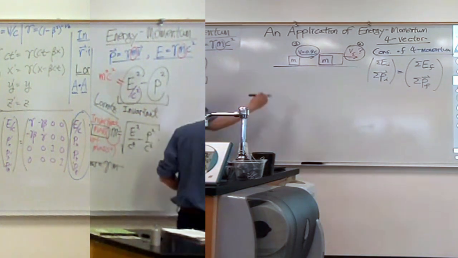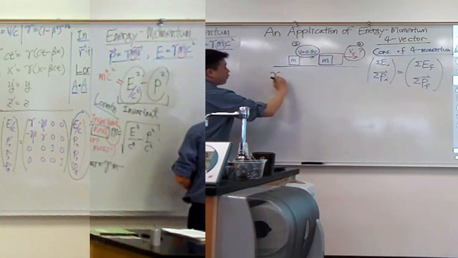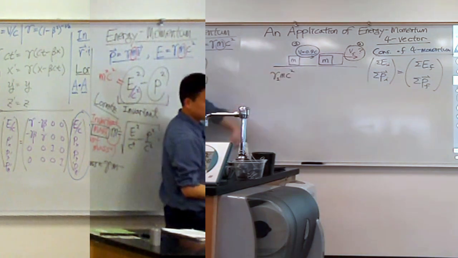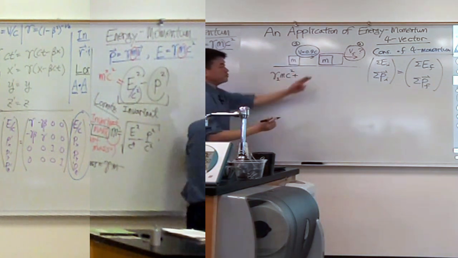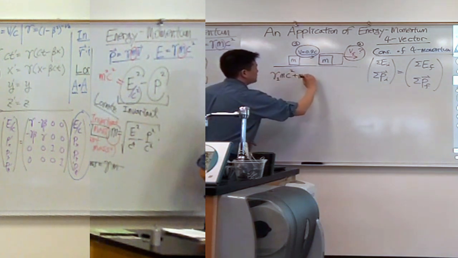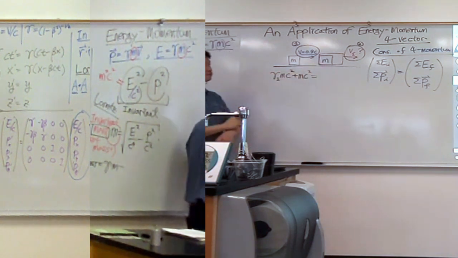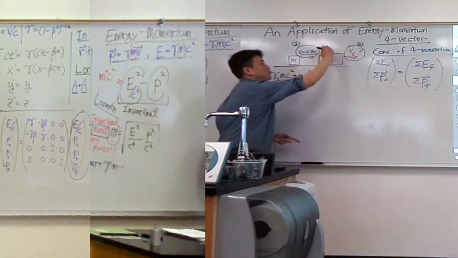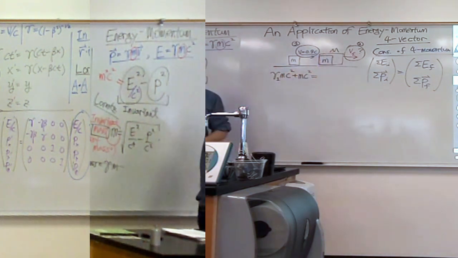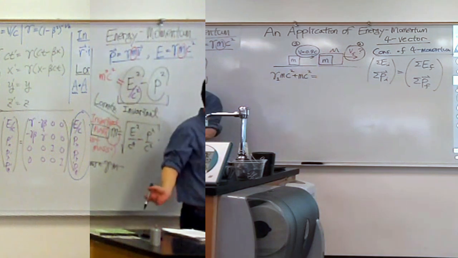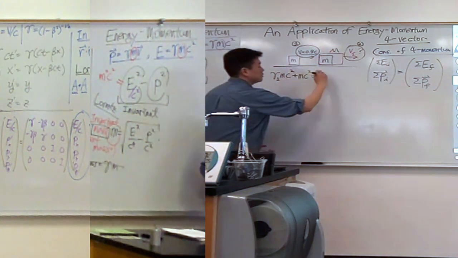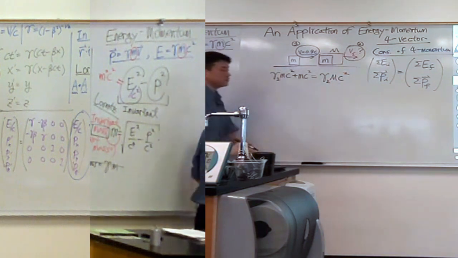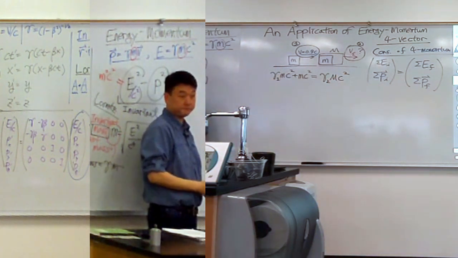So energy conservation says gamma 1 mc squared, the total energy of this, plus the energy of this, mc squared, is equal to the total final energy of this combined mass, which I'm going to call capital M. It's going to have some different mass. It's not 2m. It's something else. So it'll be gamma 2 big M c squared. So that's energy conservation.